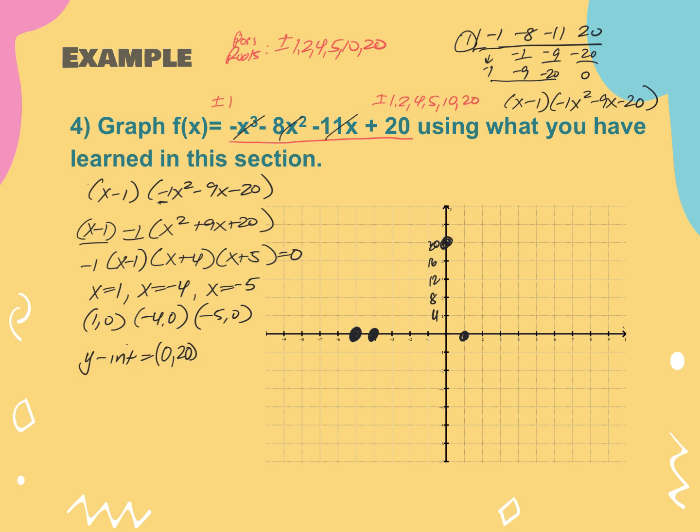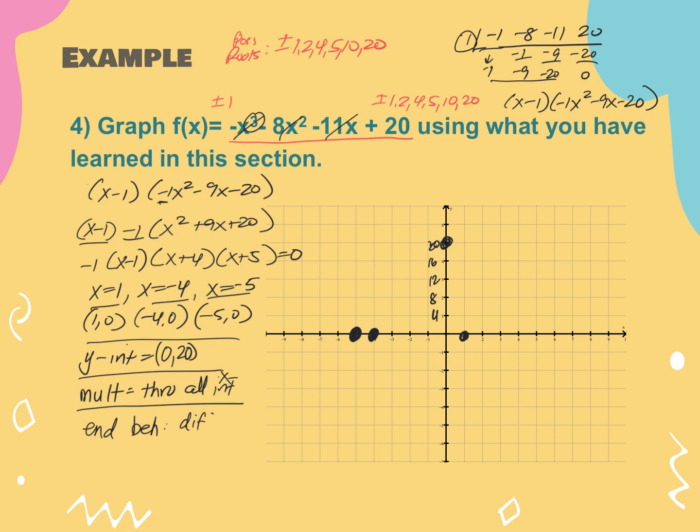And then I'm ready to move forward a little bit with my multiplicity, for example. So in this one, notice again that none of these values are repeated. And so it's going to go through all points, okay? Or all intercepts, or x-intercepts. And then the last thing we have to think about is end behavior. And so end behavior, I know because x is cubed, it's going to go in different directions. But here, the a value is negative 1, which means left up and right down. Positions are going to swap.